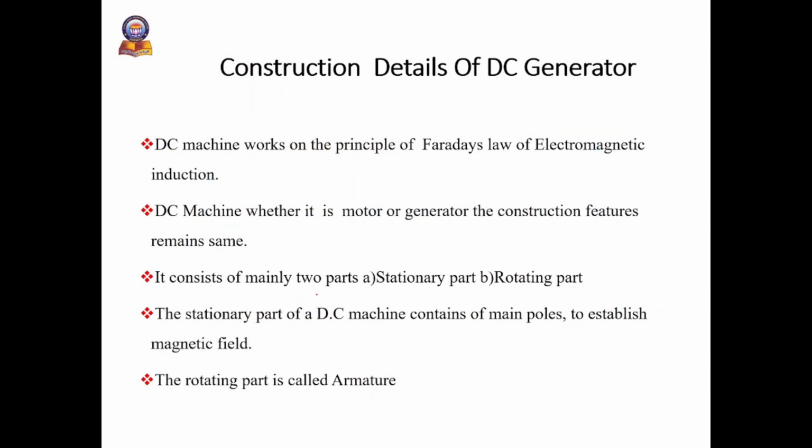As we have said, the construction of a DC machine, whether it is a generator or motor, remains basically the same. All DC machines work on Faraday's laws of electromagnetic induction. The DC machine consists of mainly two parts: one is the stationary part, and the second is the rotating part. The stationary part consists of main poles, which are responsible for the establishment of the magnetic field, whereas the rotating part is called the armature.